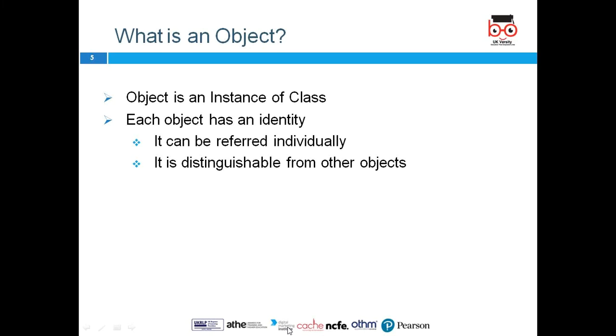Each object has an identity. It can be referred to individually. It is distinguishable from other objects. For example, if there is a class for the dog, the dog is an abstraction class, but when you really create an object for two types of dogs, then obviously you would create an instance, and each instance would have different attributes and operations for each dog.